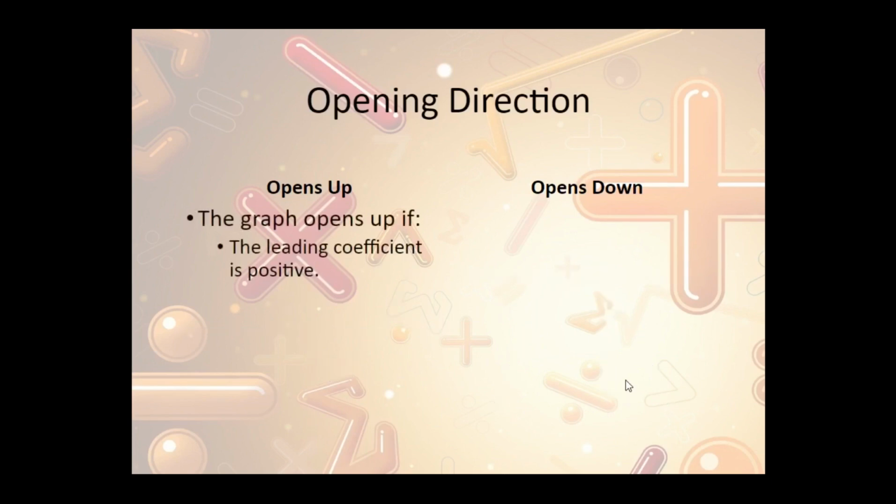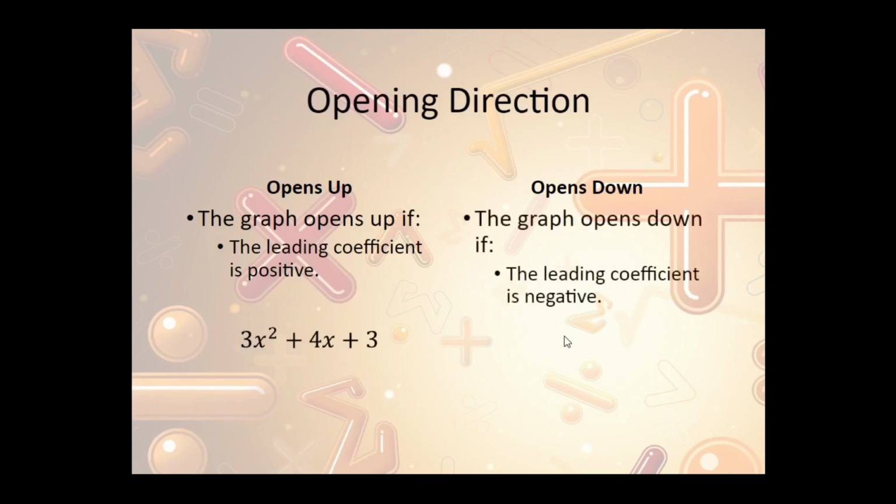Now the graph opens up if the lead coefficient, so the number in front of the x squared term, is positive. So as long as the number in front of the x squared term is positive, it opens up. For instance, 3x squared minus 4x plus 3. The 3 is positive, opens up. Now, it's going to open down if the lead coefficient is negative. For instance, negative 3x squared plus 4x plus 3. So it doesn't matter that all these terms are positive. If this term here is negative, the entire thing is going to flip and open down.